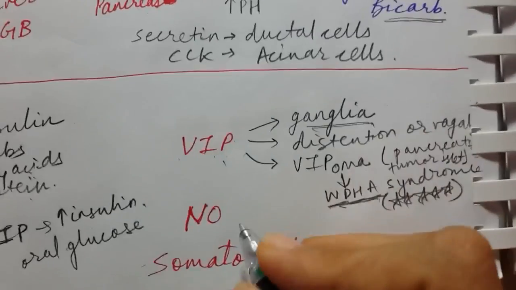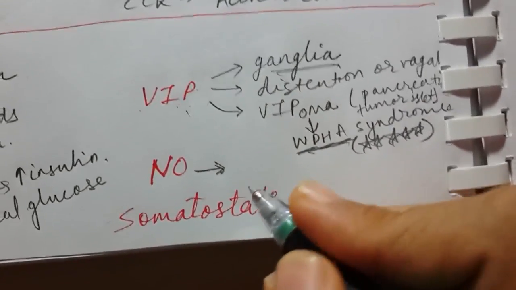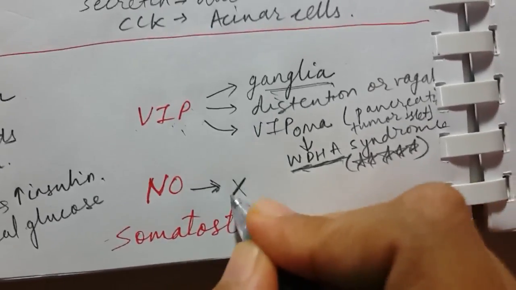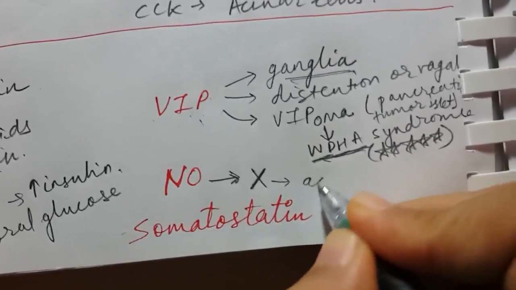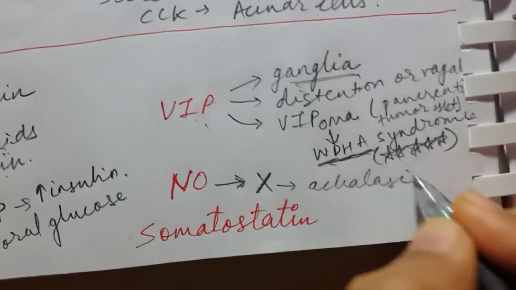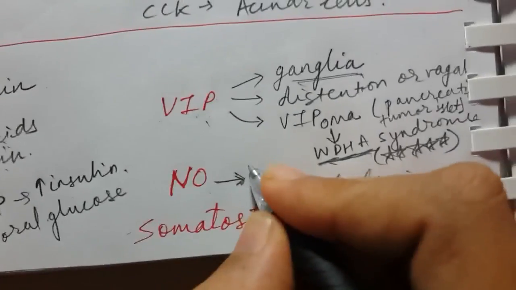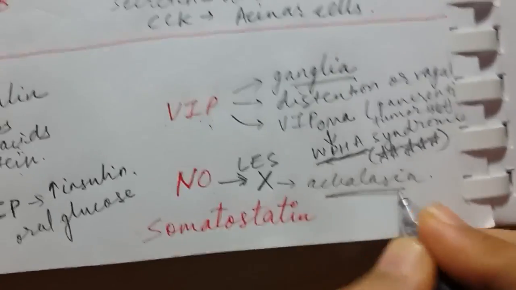Another thing is nitric oxide. The only thing I think that is important for nitric oxide is that whenever there is loss of nitric oxide production in the lower esophageal sphincter, it will lead to achalasia. This is one of the most important things.